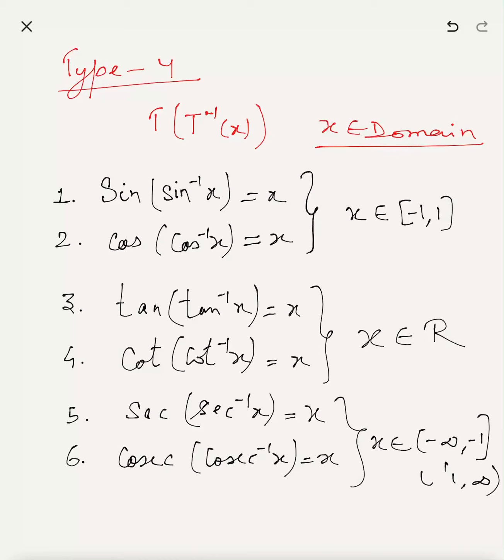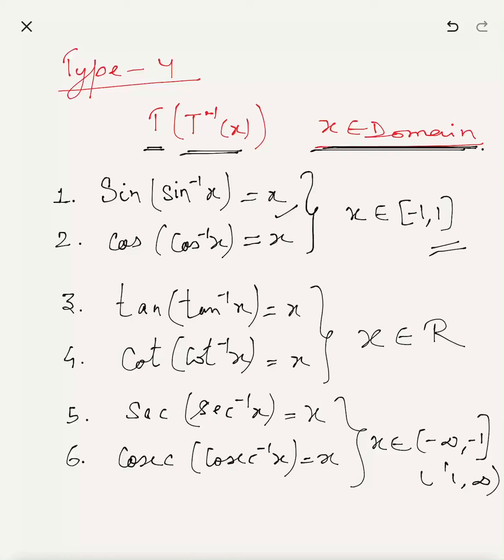Look here, you will have a trigonometric function outside, and inside the bracket you will have an inverse trigonometric function. This is your type 4. And here x is your domain, the domain of the inverse function. So property 1, in type 4: sine of sine inverse x gives you x. Here your x belongs to -1 to 1.